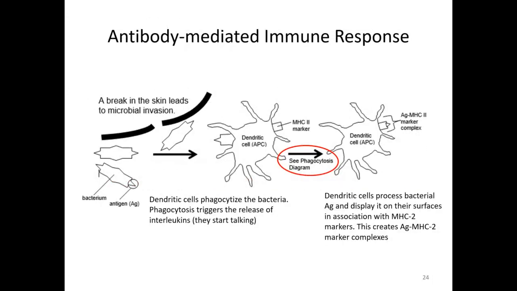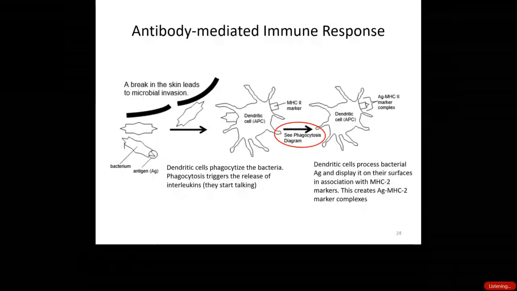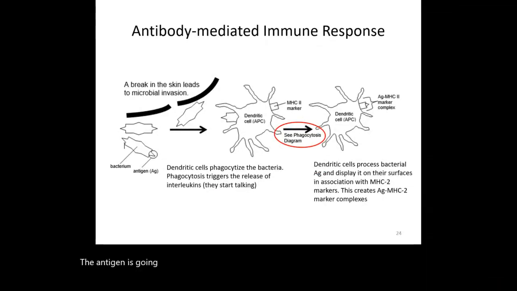All right, this comes from the antibody-mediated immune response diagram. Essentially, what happens is that when there's a break in the skin, microbes get in, like these scary pointy-looking bacteria. Notice the little triangle structures on the end are the antigen, and the antigen is what is detected by the antibodies.